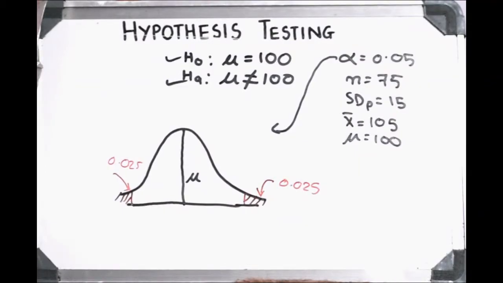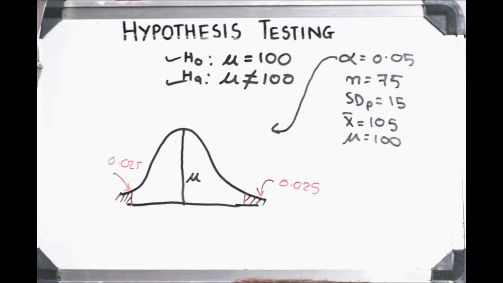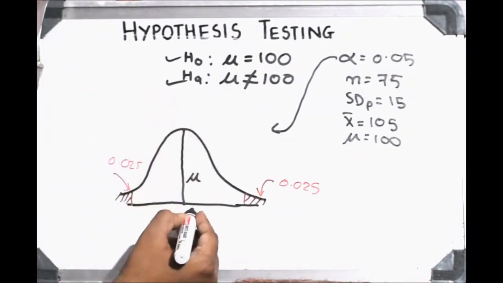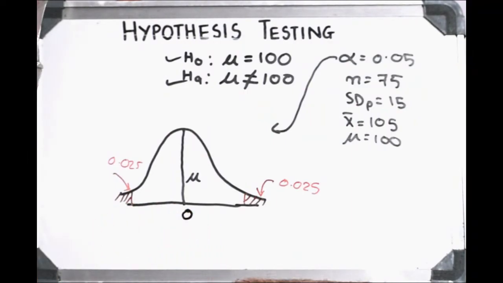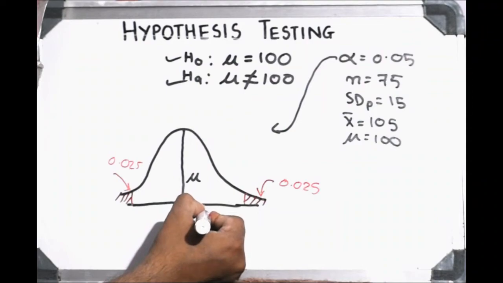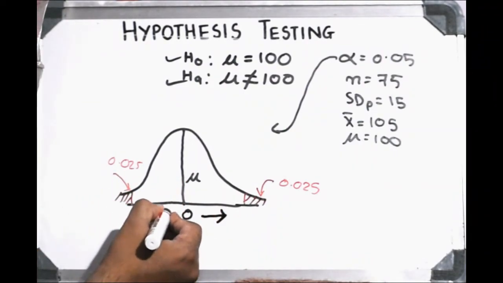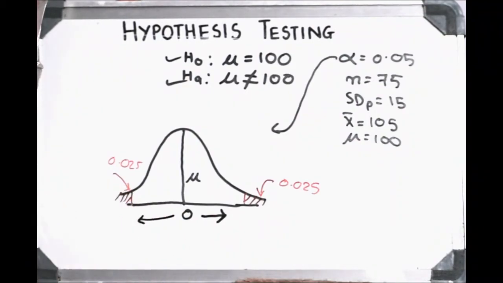Now this is how the curve looks like, and this is the population mean which is 100, and the value corresponding to this would be 0. Whether you go for t-test or z-test, this value will correspond to 0, and on the right side of 0 you will get a positive value, on the left side of 0 you will get a negative value.